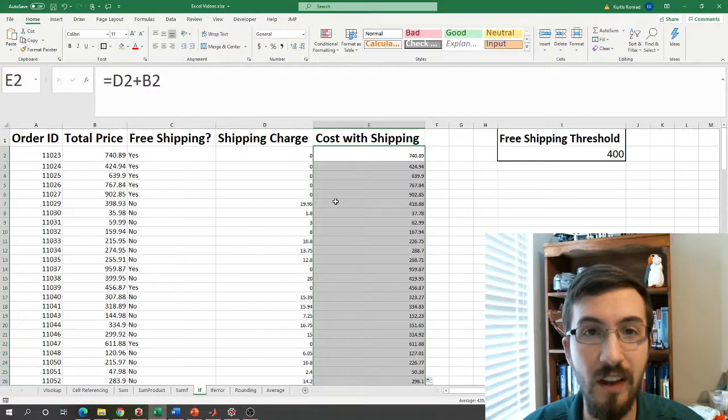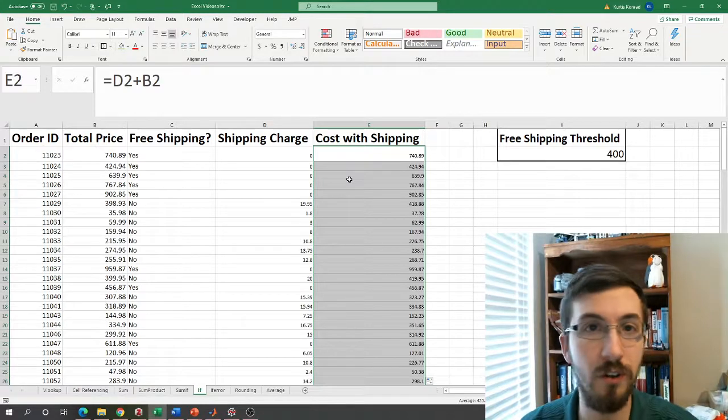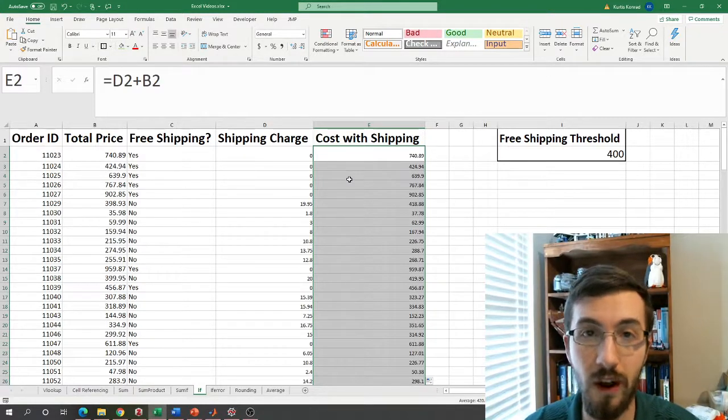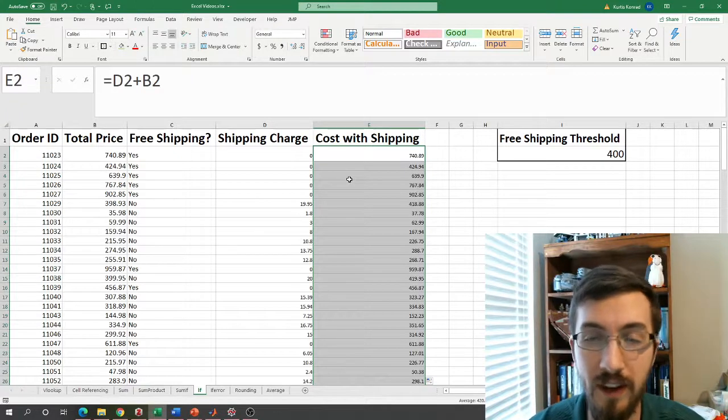All right, that's how we can use IF. There's a lot of other things you can do with IF. You can do nested IFs, you can do complex arguments, but that's really the simplest way.